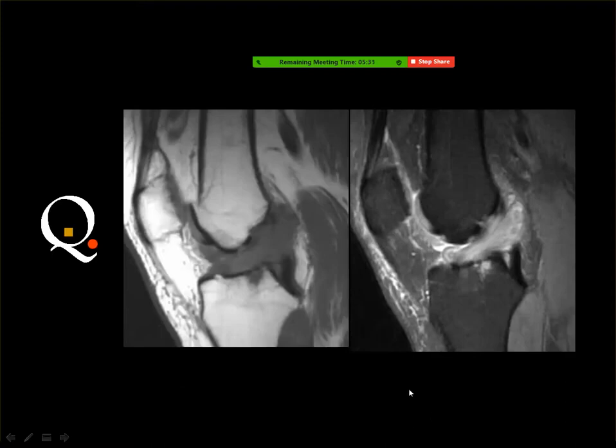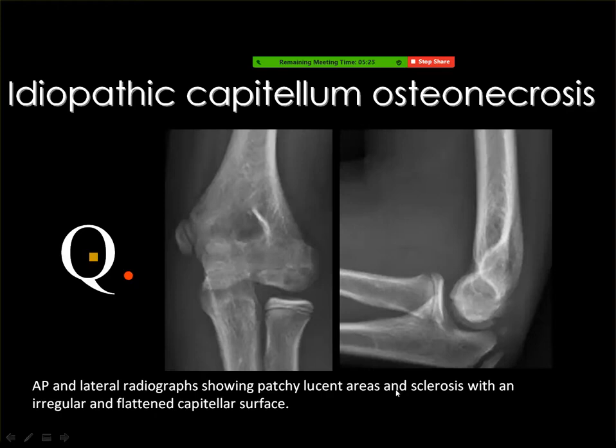Dr. Mamdouh, is it different from little league elbow? Yes, little league elbow affects the medial epicondyle of the humerus, but this affects the capitulum of the humerus. Is it a variant of little league elbow?